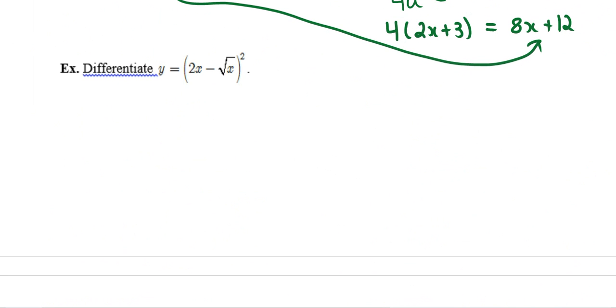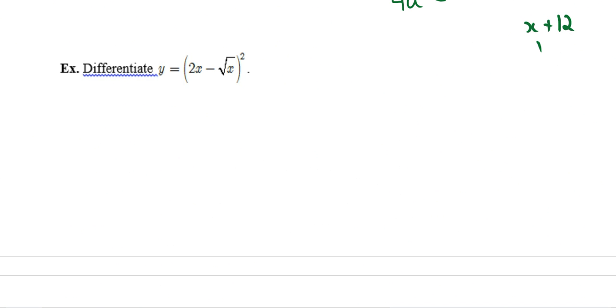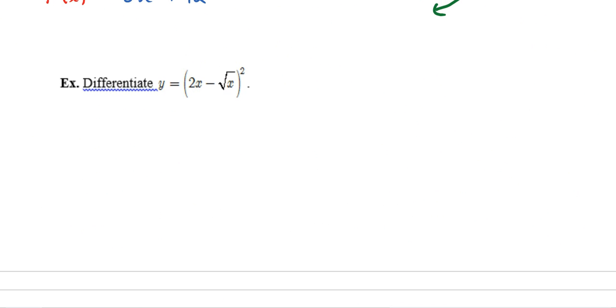The first problem I have here is I want to differentiate y equals (2x minus the square root of x) all to the power of 2. Hopefully you can recognize that this question is a composite function, because you have this outside exponent 2, and then you also have this inside function, which is 2x minus square root of x.